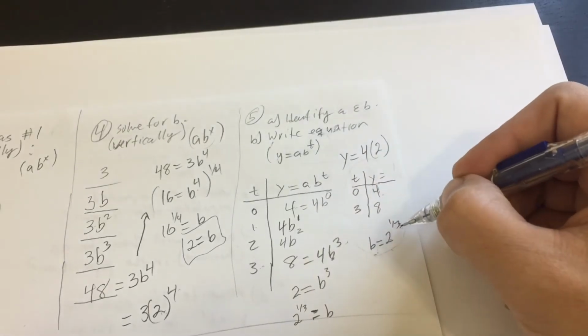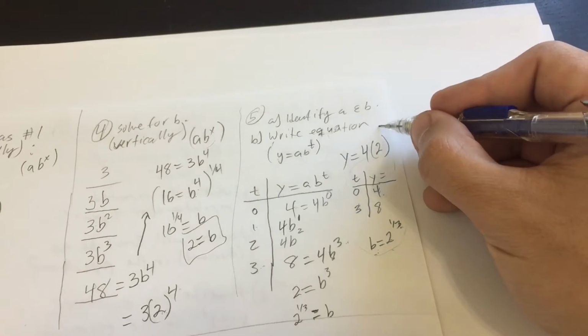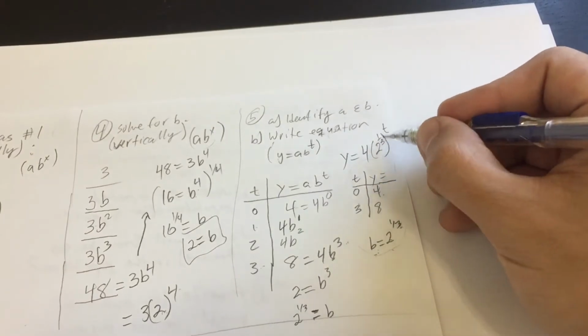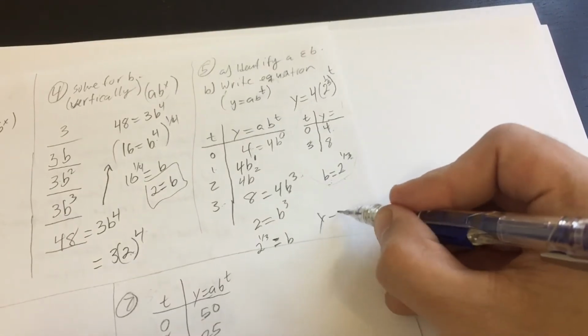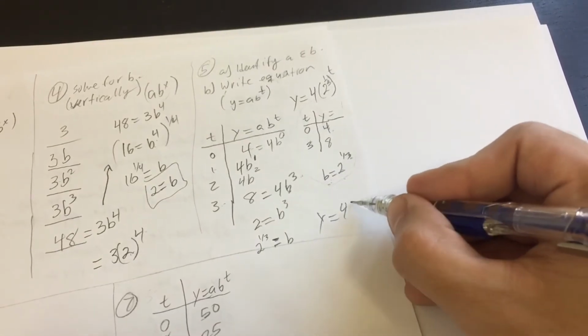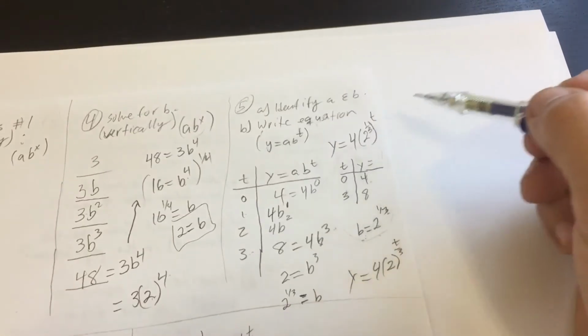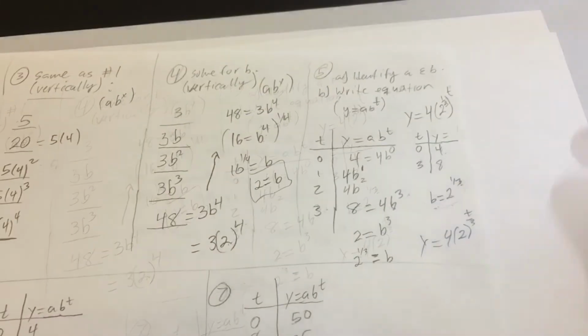And the 1/3, what value corresponds to that 3? Look at that. The value of 3 corresponds to that. So then this must be 2 to the 1/3 t. 2 to the 1/3 t can be rewritten as y equals 4 times 2 to the t over 3. If we use our exponent rules, we can multiply these exponents and simplify it that way.